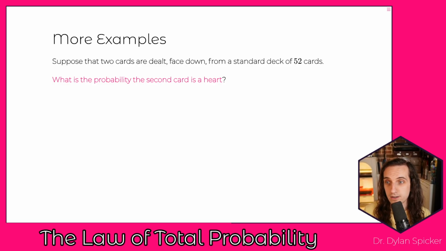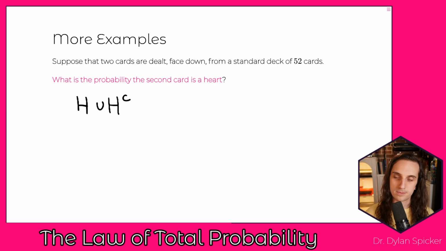Okay, we can take a look at a different example here. Suppose that we're dealing 2 cards, face down. We want to know the probability that the second card dealt is a heart. Immediately we think, well, it depends on whether you deal a heart on your first card. So we can say H union H complement forms a partition of our initial space, where H is the event that you draw a heart on your first card, and H complement is that you don't.